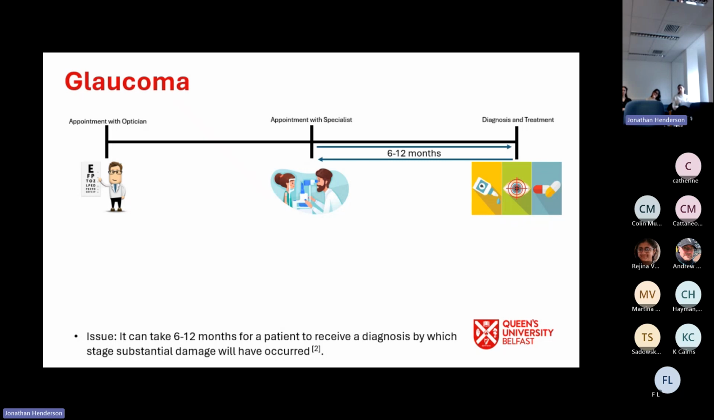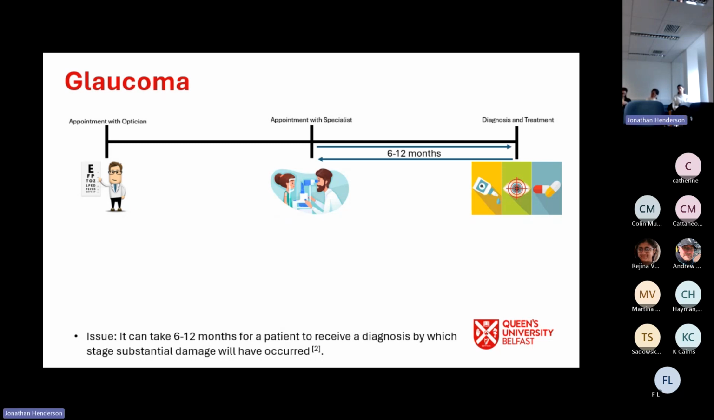But as I said, sometimes the treatments don't work. It then takes another 6 to 12 months for them to analyze you again to see whether the treatment is working. If it's not, you go back to the start again, get another treatment, and they analyze you again. So it can become quite a lengthy process, by which stage substantial damage to the retina has already been done.